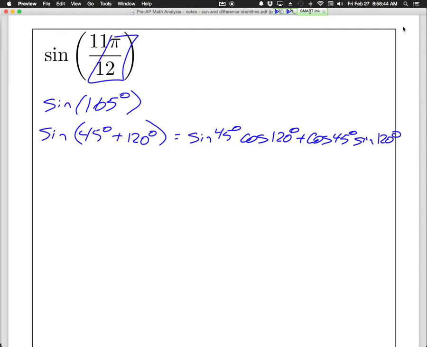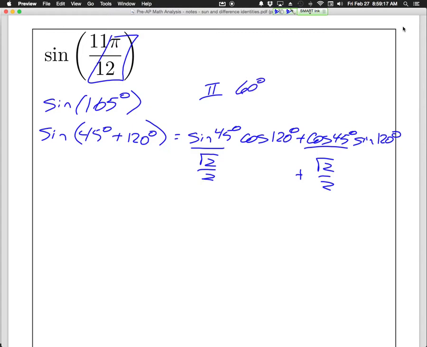So let's do the 45s real quick. Both of those are what? Square root of 2 over 2. But in order to do cosine of 120 or sine of 120, what do I want to do first? I need the reference angle and the quadrant. So let's start with the quadrant. What quadrant is 120 in? 2. And what is 120's reference angle? 60.